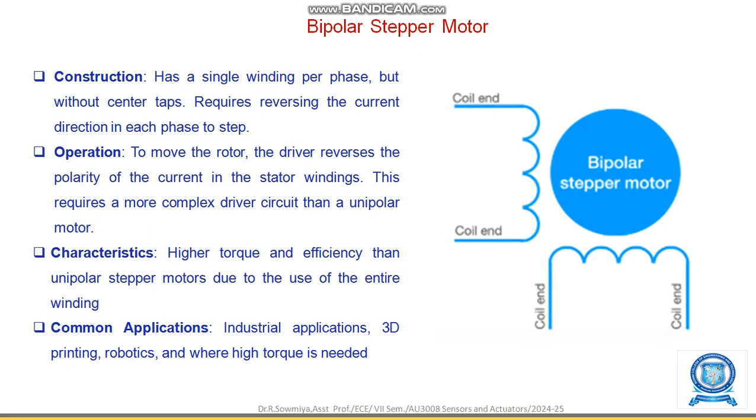Bipolar stepper motor. It has a single winding per phase but without a center tap. It requires reversing the current direction in each phase in two steps. It is mainly used in industrial applications, 3D printing, and robotics, where high torque is needed.